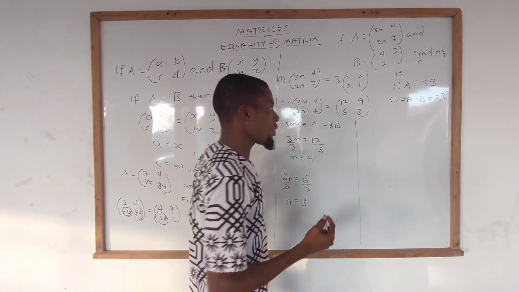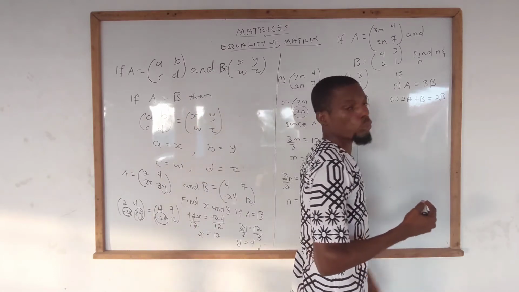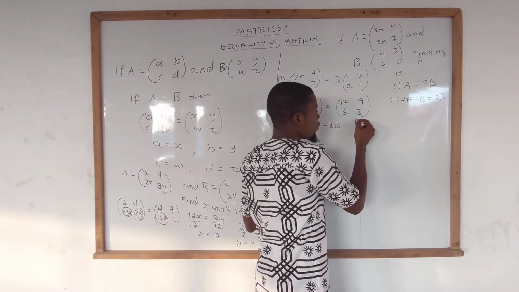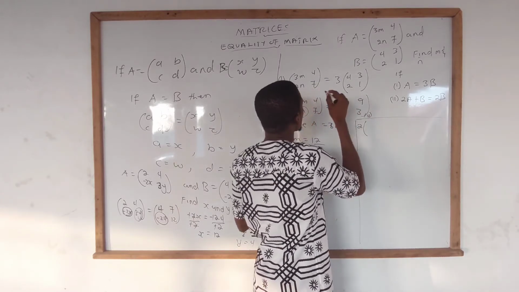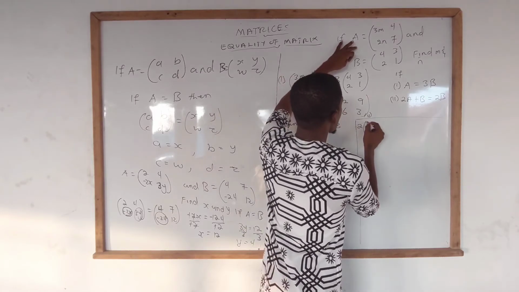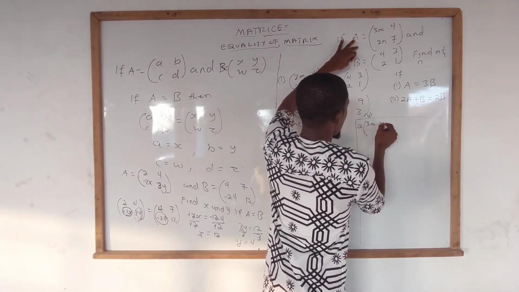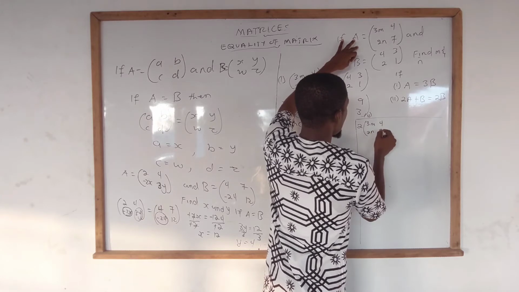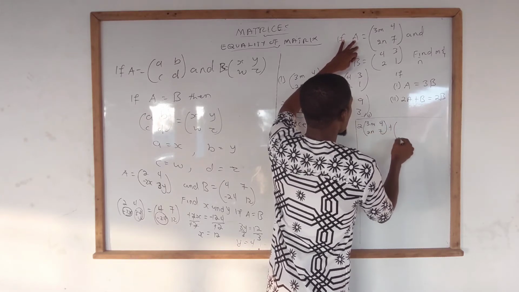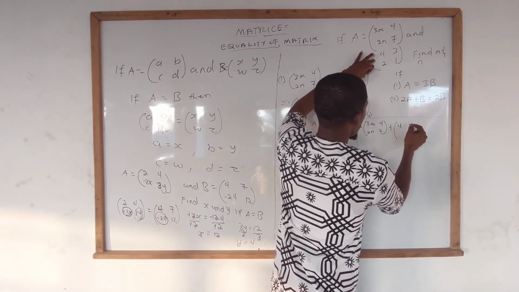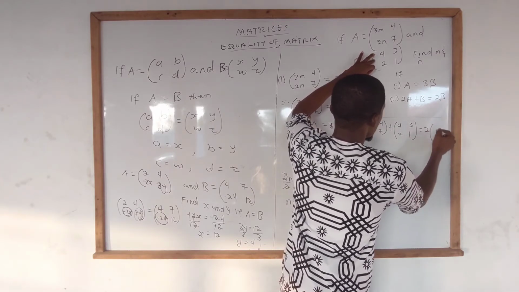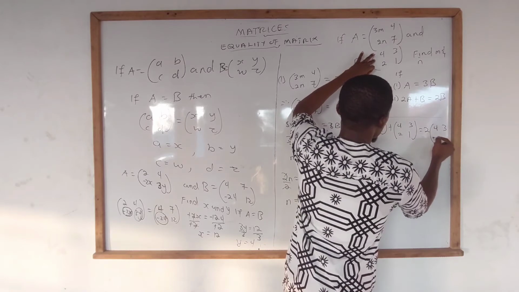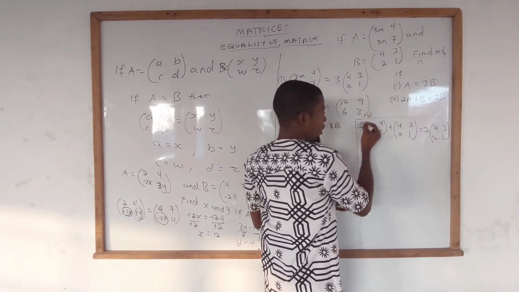Now, let's look at the next one. The next one, they want 2A plus B equals 2B, right? So they want 2A, which means that I have 2 times the coordinates of A. The coordinates of A, I have 3M, I have 4, I have 2N, and then 7, plus the coordinates of B, which is 4, 3, 2, 1. They say equals 2B, so 2 times the coordinates of B. 4, 3, 2, 1.